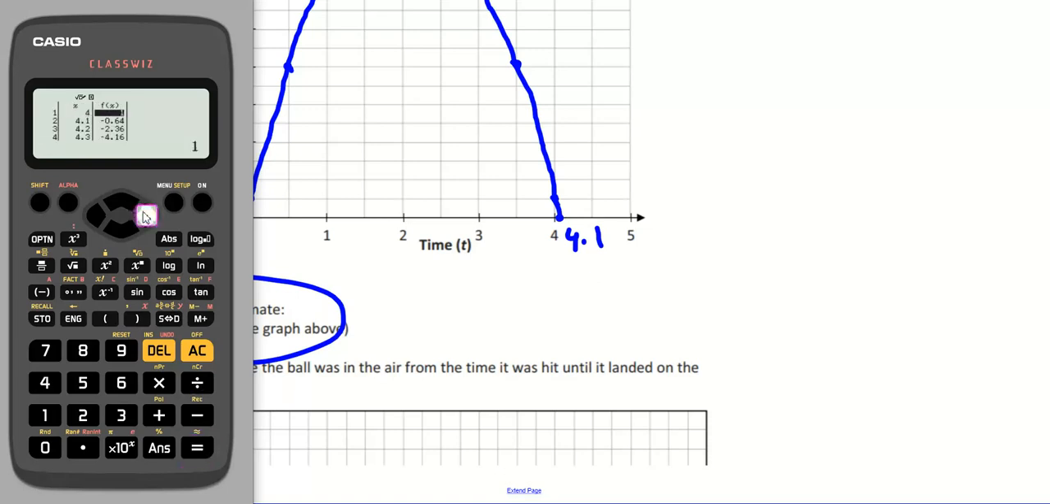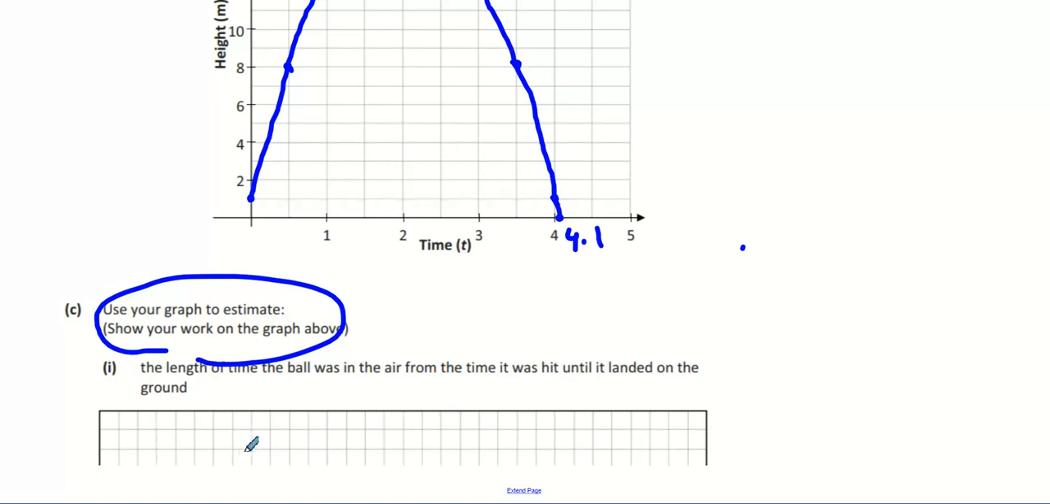At 4 it was on 1, and at 4.1 it was on 0.64. So somewhere between 4 and 4.1 across the axis. So 4.1 is a decent estimate. So you can say across that t equals 4.1. Okay. That worked out pretty well. Okay, let's go to D.